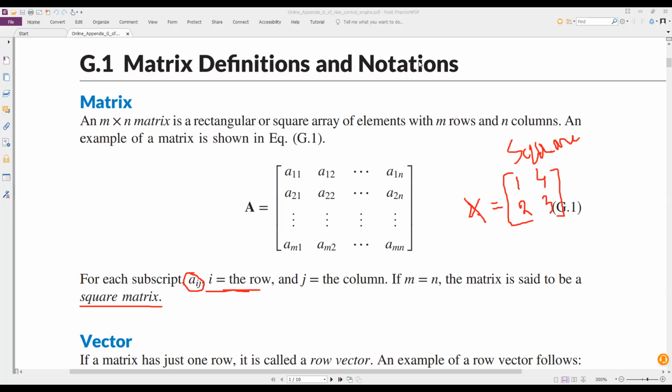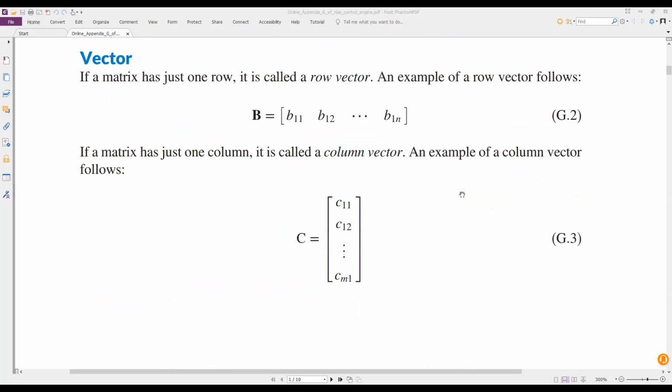Let's move on to vectors. If a matrix has just one row, it is called a row vector. An example of a row vector is B11, B12, up to B1n. If a matrix has just one column, it is called a column vector. That is a row vector because the matrix has only one row, and if the matrix has just one column, it is called a column vector.